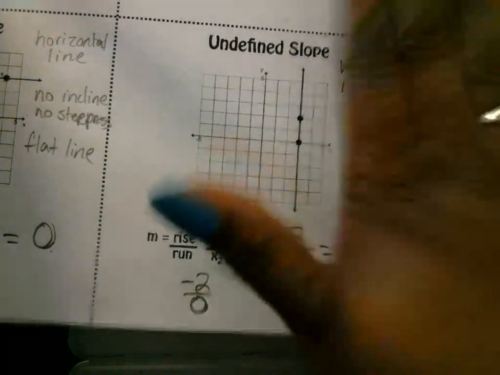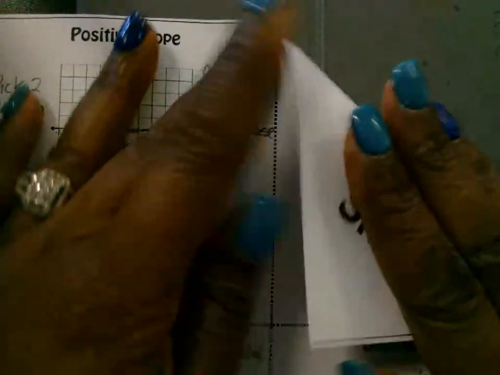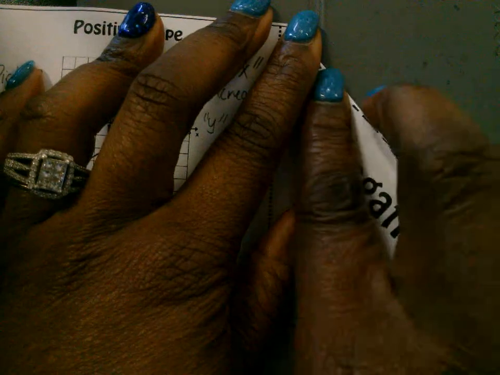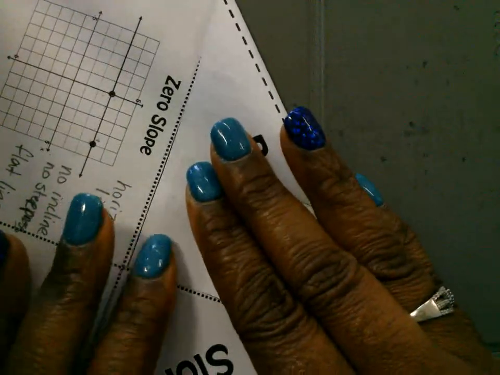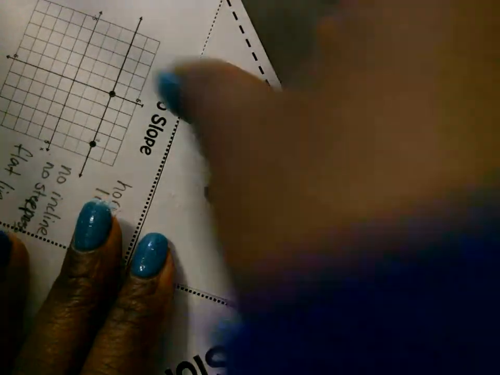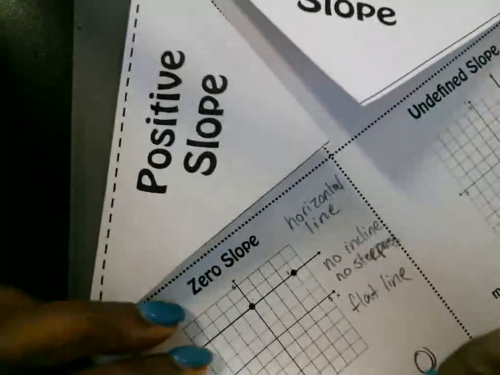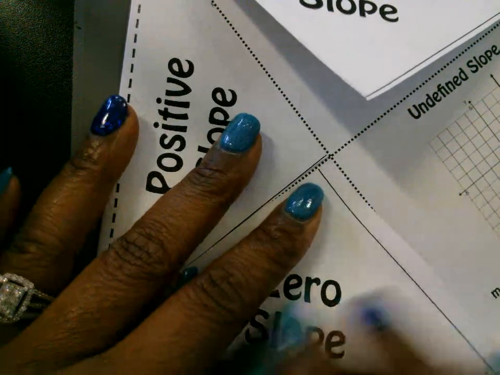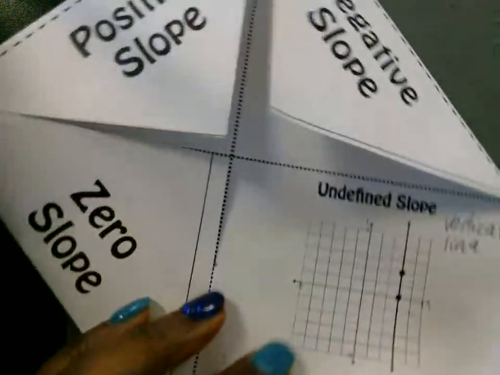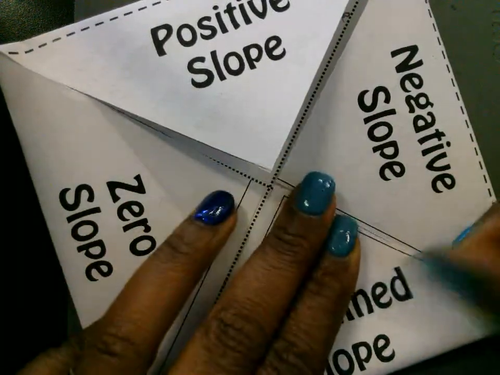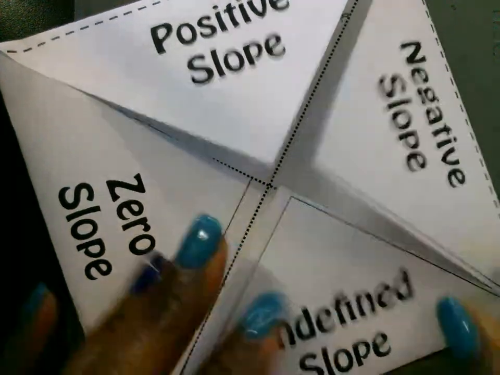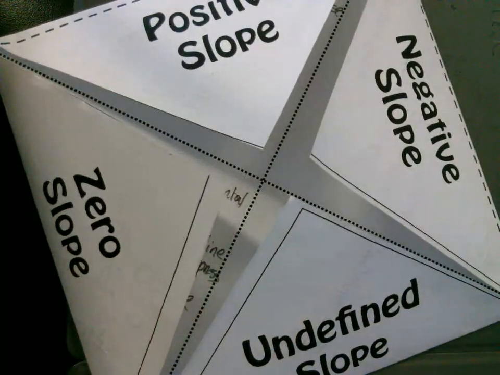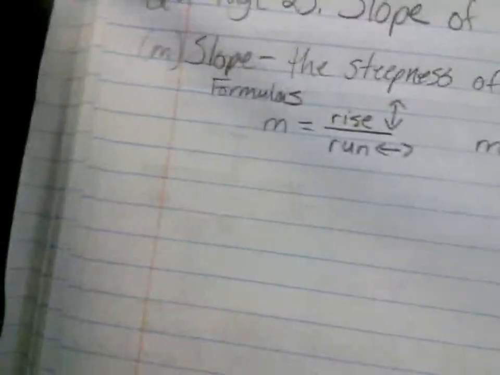Okay, so now we're going to fold it and paste it into our notebook. So I'm going to fold these in on the dotted line. Some of us were doing this already. Fold it in, and we're going to paste it on our notes page, slope of a line.